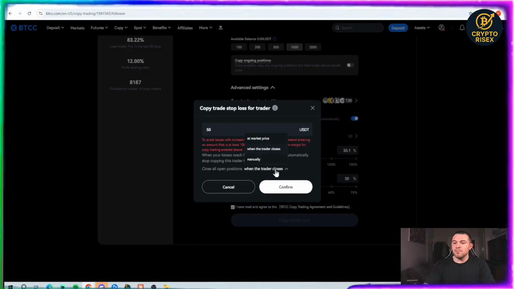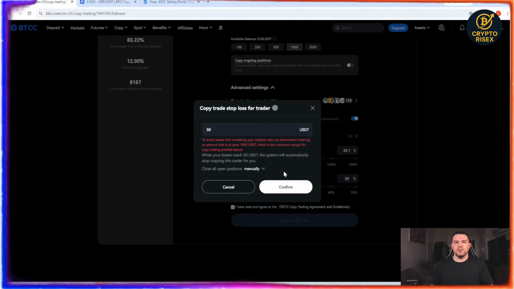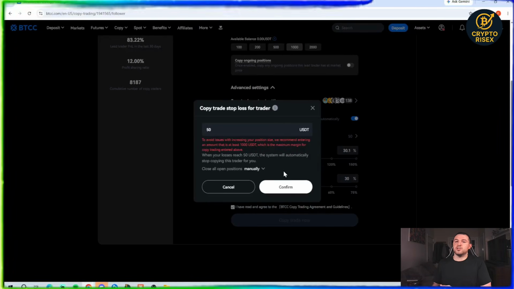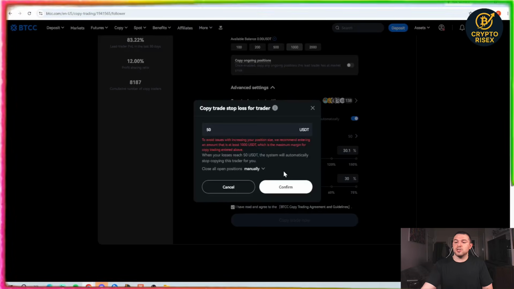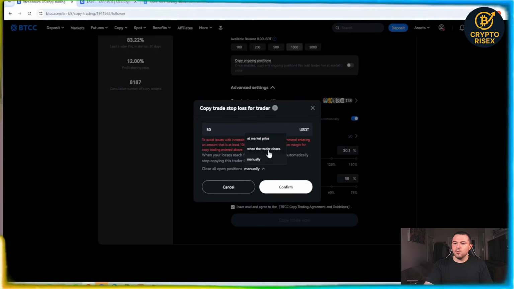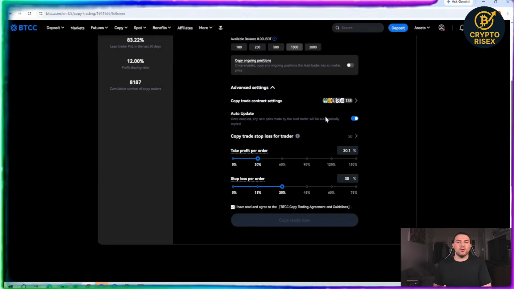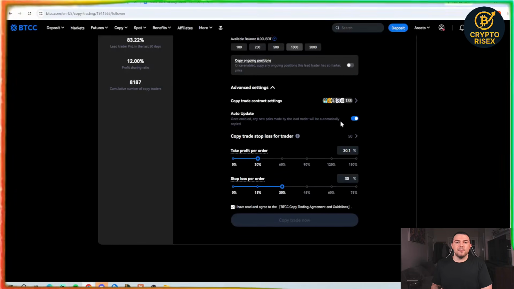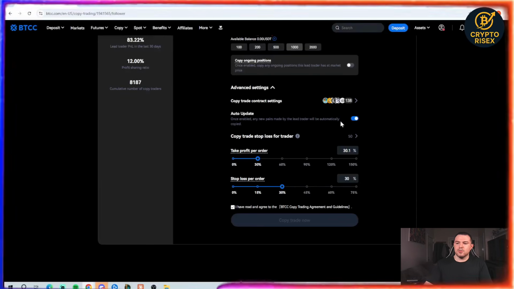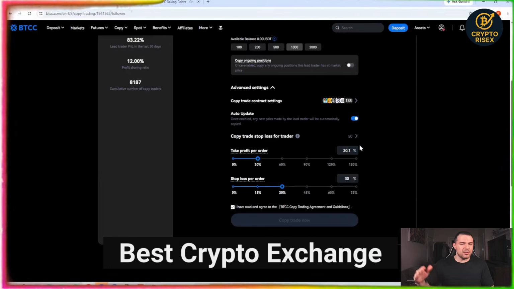Or you can select manually, and then it will close all the open positions whenever you decide to do it. Even if that trader closes his positions, it won't close your positions until you do it. So this is something that you need to set as well if you want to have a copy trade stop loss. Basically, there's a flat amount that I've lost with this trader and I'm not prepared to lose any more. So this is another risk management tool for you to take advantage of to help mitigate your downside risk.